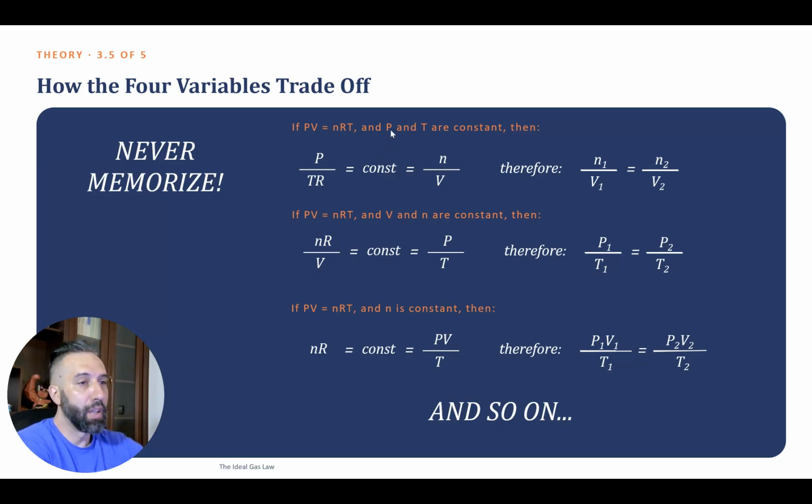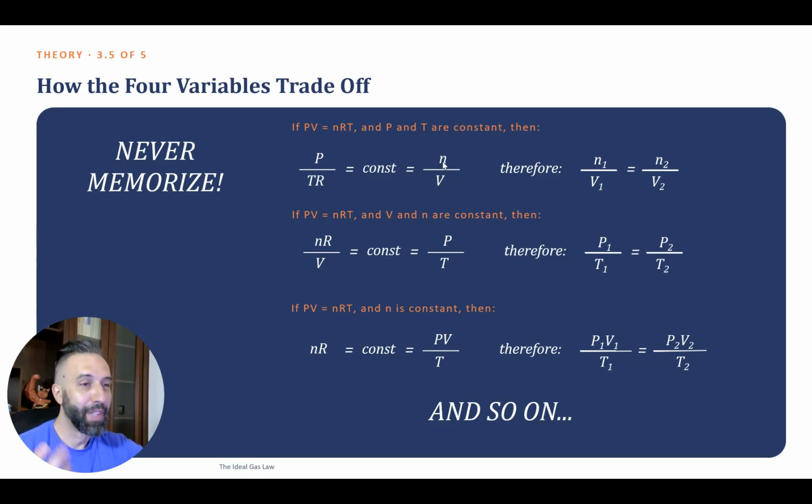So if P and T are constant, then you just move all the constants to the same side of the formula. So you move P and T and R, because R is always constant, right? So you move P and T and R to one side of the formula, and that is constant, and then that will equal whatever remains of the formula, right? So P divided by TR will be equal to N divided by V, right? Because these are the only two things that are not constant.